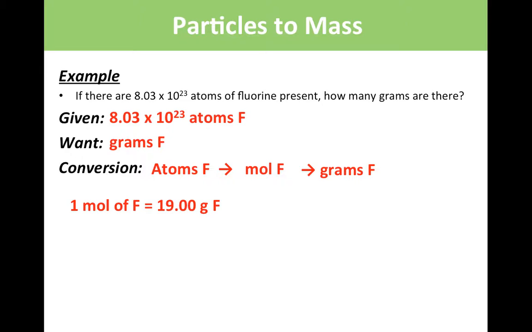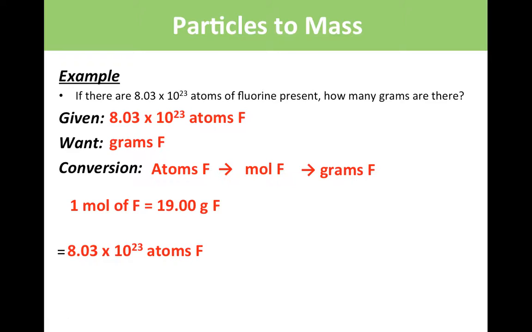For every 1 mole of fluorine, you have 19 grams. So watch out on this question. This one just says fluorine, so we're just talking about a single fluorine atom. If it was fluorine gas, you'd have to double that.